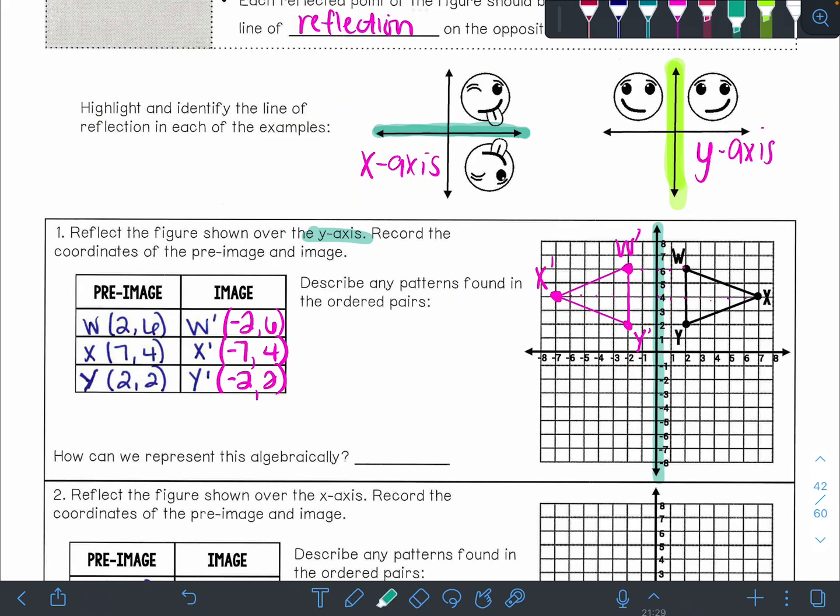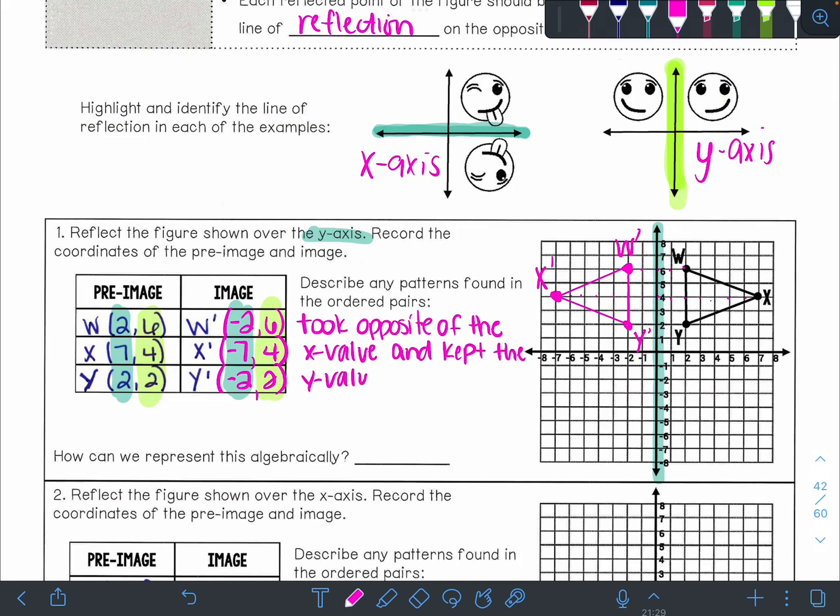Notice how I started out with my X values. They were all positive. And now all my X values are the opposite of what I started with. Whereas my Y values were all positive and they stayed exactly the same. So if I want to look at the pattern that happened, I took the opposite of the X value and kept the Y value the same.